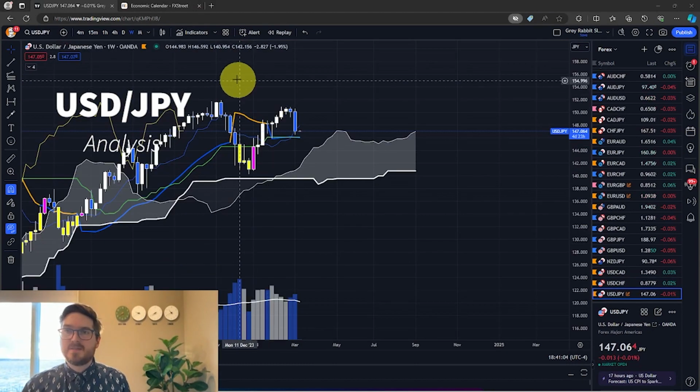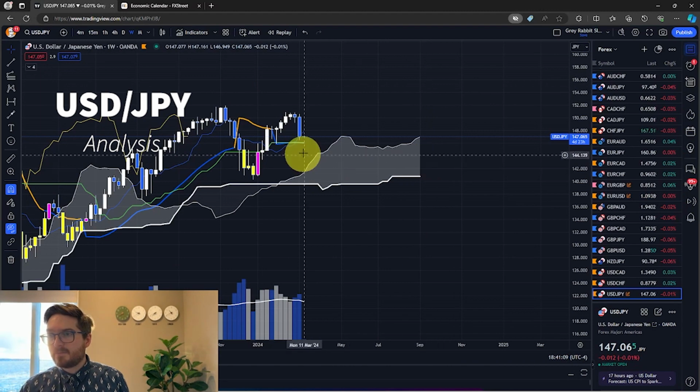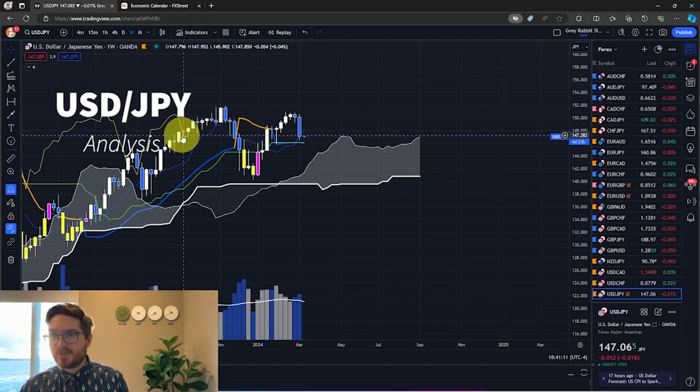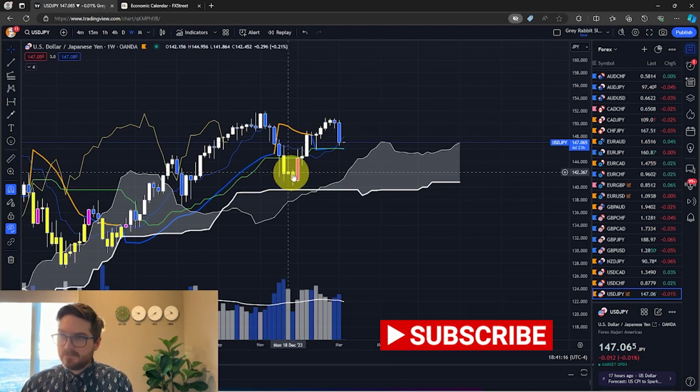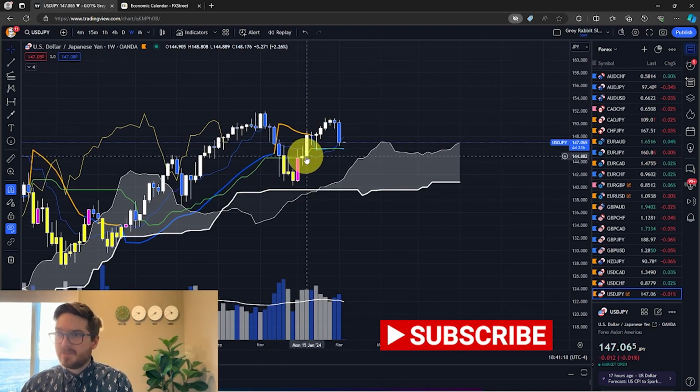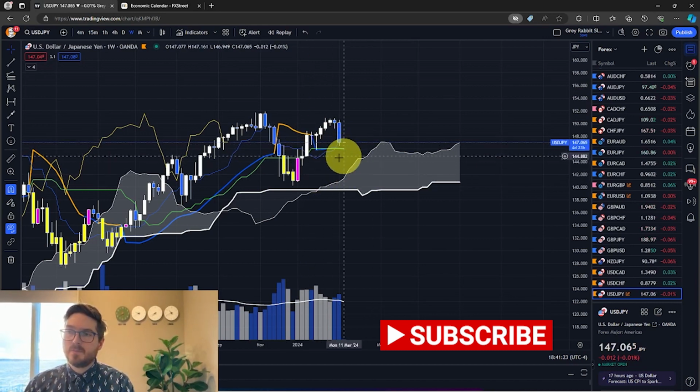Okay, guys, last but not least, we got USD Japanese yen. Overall, we got a bullish Kumo cloud. We had a gold cross. We have the Chikou span right now tracing up the candles, it seems like. However, we did have a death cross here and now a gold cross.